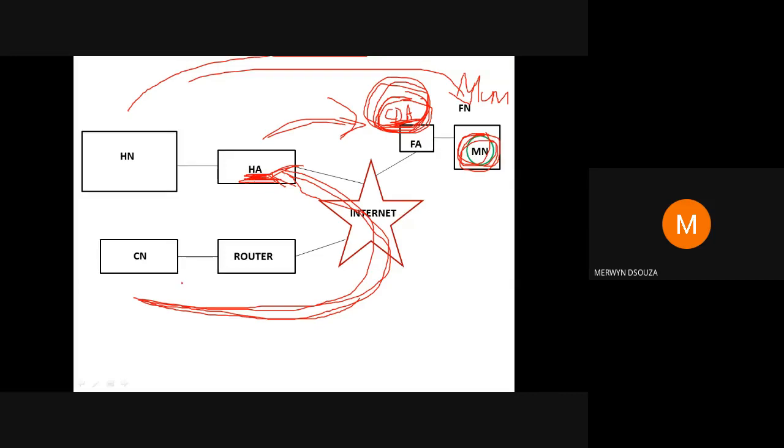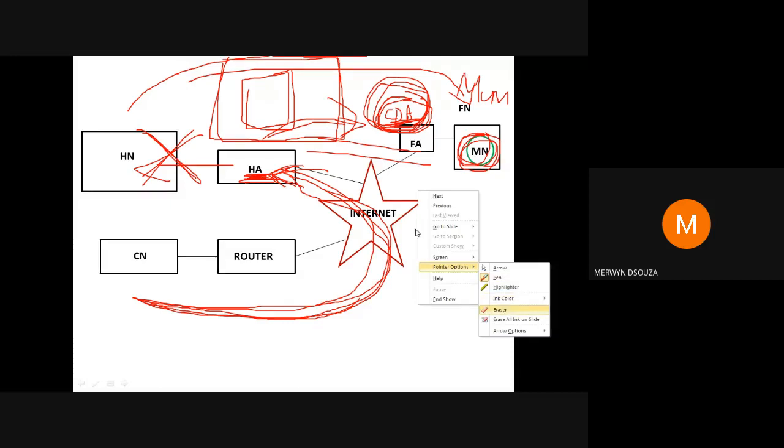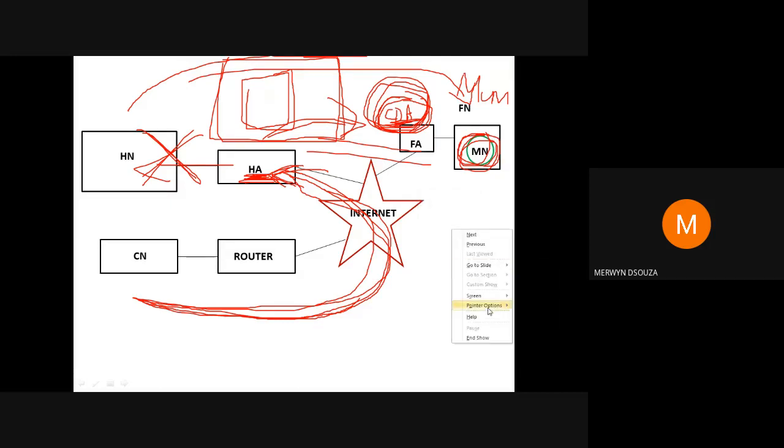Okay, once this is done, the CN sends a packet with the address of MN. Once the home agent receives this packet with the home address, it checks that MN is no longer present here. Since MN is no longer present here, it encapsulates this packet and tunnels it to the foreign agent. The foreign agent decapsulates the packet.